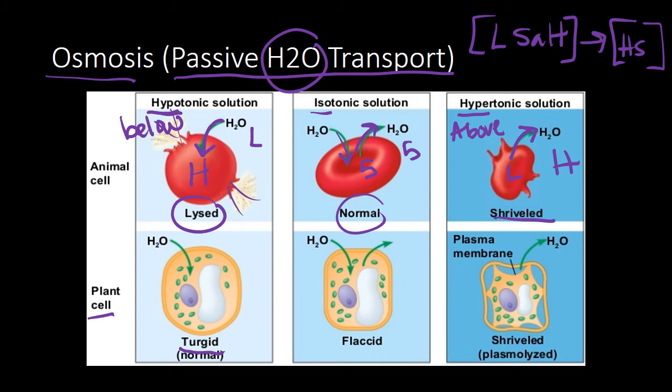In isotonic, where water is moving equally in and out, we call that flaccid, and that's okay. It's not good. It's not great. We want it to be turgid, though. And our last one for plants is where it's hypertonic, so high on the outside, low on the inside. All the water leaves. Our cell will basically shrivel, and this is what happens when flowers die when you don't water them or something. They shrivel up.